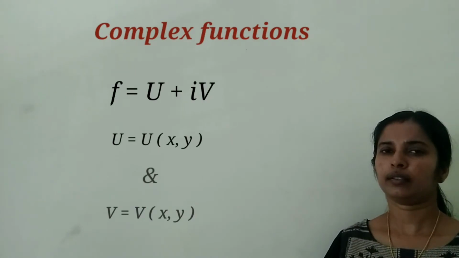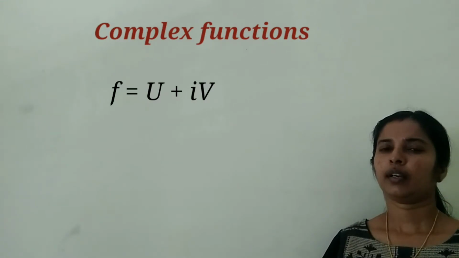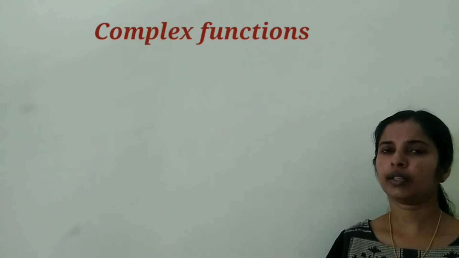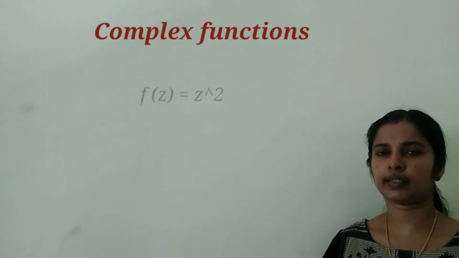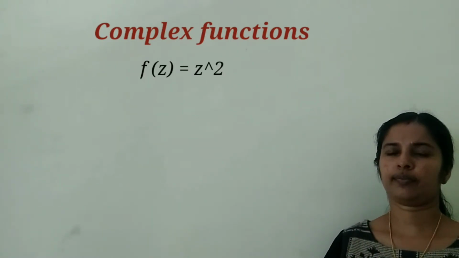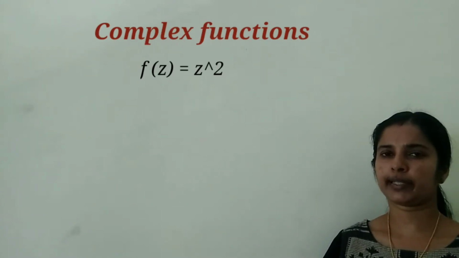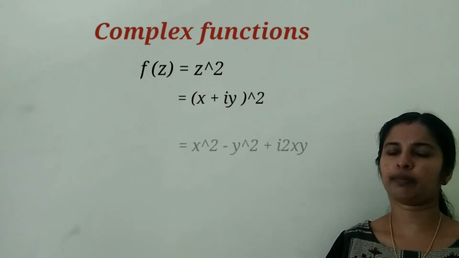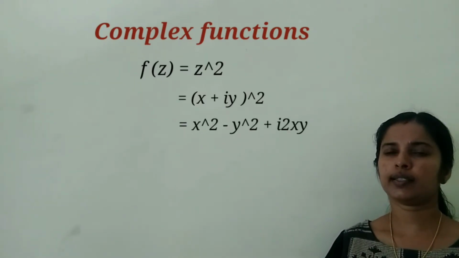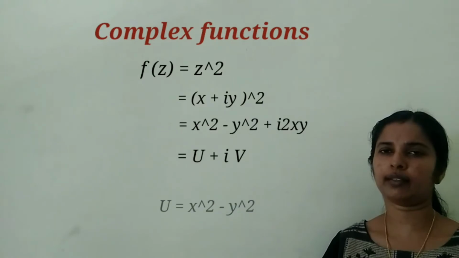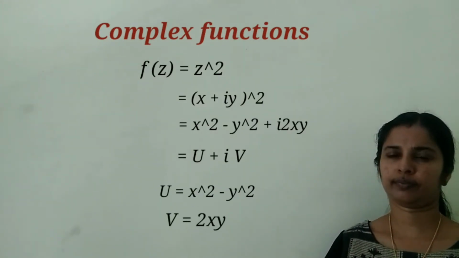I wish to illustrate through a few examples that each complex function can be expressed in the form u plus iv. So consider the simple function f(z) equal to z square. We know the complex variable z is x plus iy. So replace z by x plus iy. It is (x plus iy) the whole square, that is x square minus y square plus i into 2xy. See, this is in the form u plus iv. Here u is x square minus y square and v is 2xy.